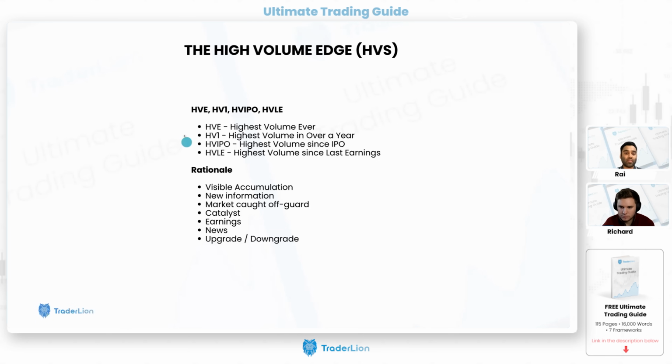in the markets. The other 2, highest volume in a year and highest volume since last earnings, they seem to be a little bit more so short-term momentum in stocks that are acting well. And these are just variations you come up with as you continuously trade the same setup over a span of time. The rationale for this is it's visible accumulation on the charts.